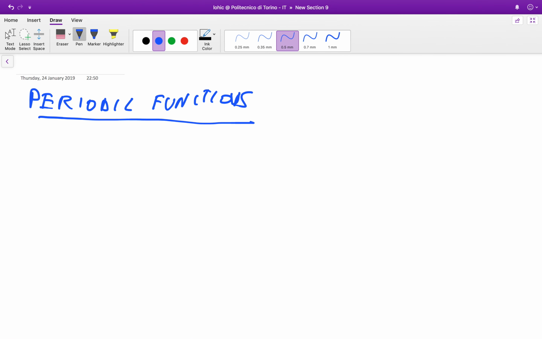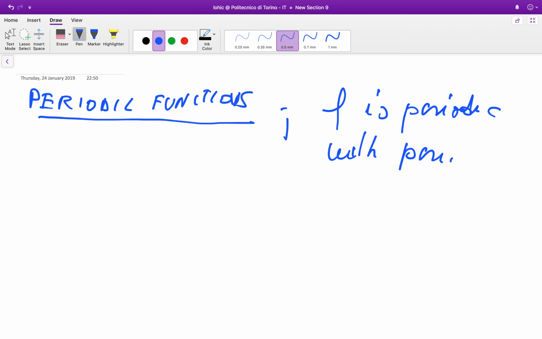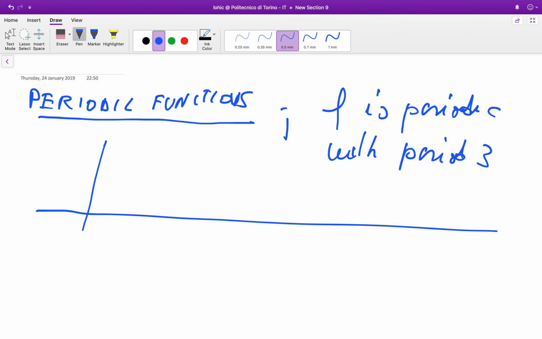Suppose, for example, I tell you that f is periodic with period 3. It means that after every 3 centimeters the function repeats itself. To make it easier, let's use a period of 2, for example. This is from 0 to 2, right? Then you have 2 to 4, then 6.